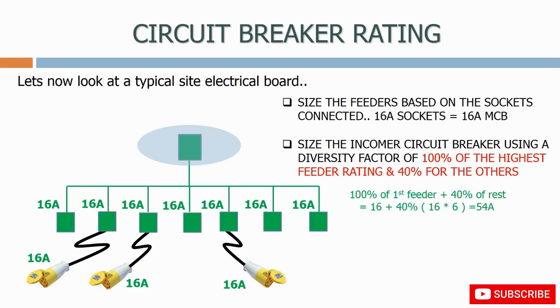Therefore, 100% of the first feeder rating is 16 amps, plus 40% of the rest, equals 54 amps. Let's choose a 63 amp circuit breaker for the incomer. We've now sized all of the breakers on a site electrical board.